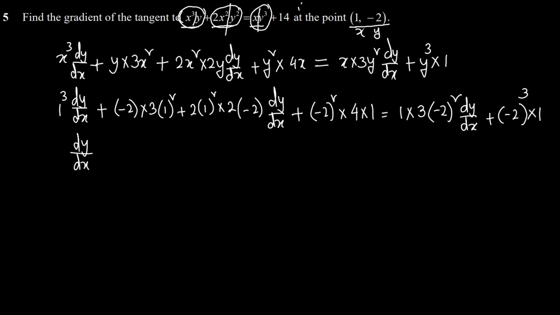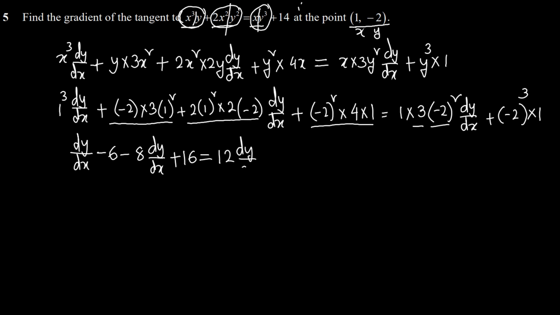Then the next part we need to calculate, which is 3 into 1 square, 3, and 3 into minus 2, which is minus 6. Next term, all are multiplications: 2 into 4 is 8, so it is minus 8 dy by dx. Next is 4 into 4, which is 16, so plus 16. And on the right side it is 4 into 3, which is 12, so 12 dy by dx, in negative 8. So that is the total expression.